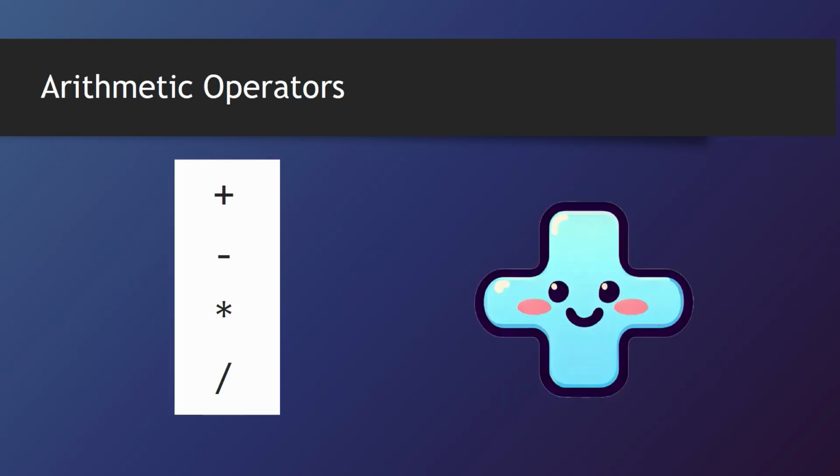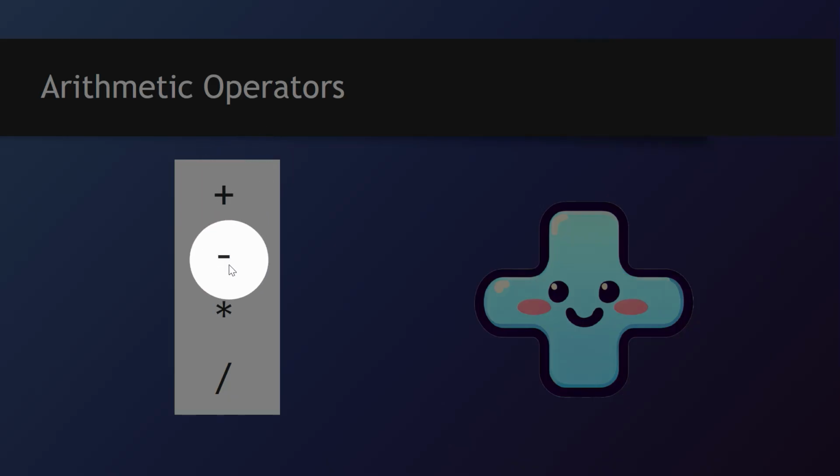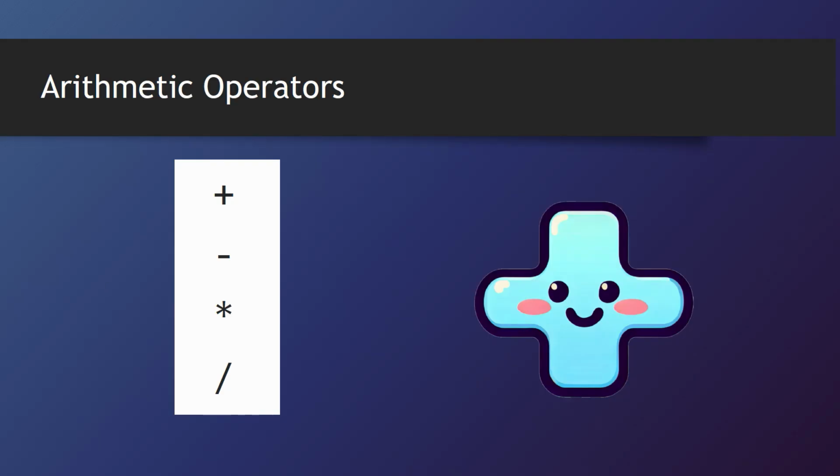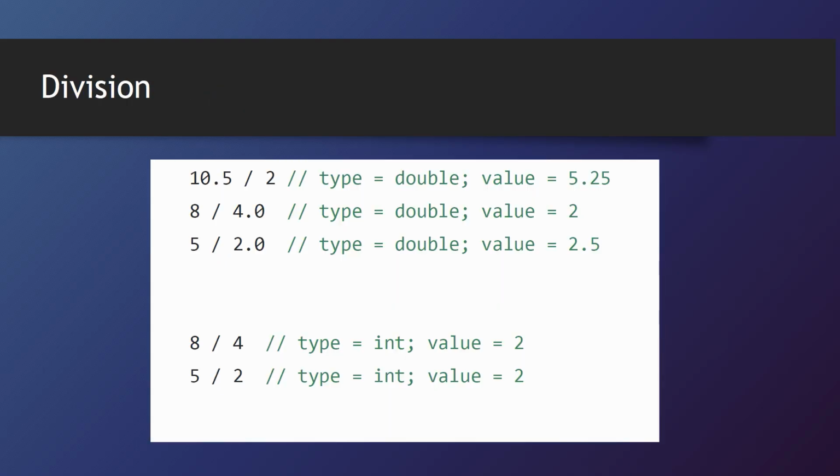Java has many operators, including several arithmetic operators. The operators for addition, subtraction, multiplication, and division are all binary operators, which means that they take two operands. These operators perform the basic math operations that you would expect. Division, however, acts a little different in Java. When you divide two floating point numbers, you get the answer you would expect. For example, 5 divided by 2.0 is 2.5.